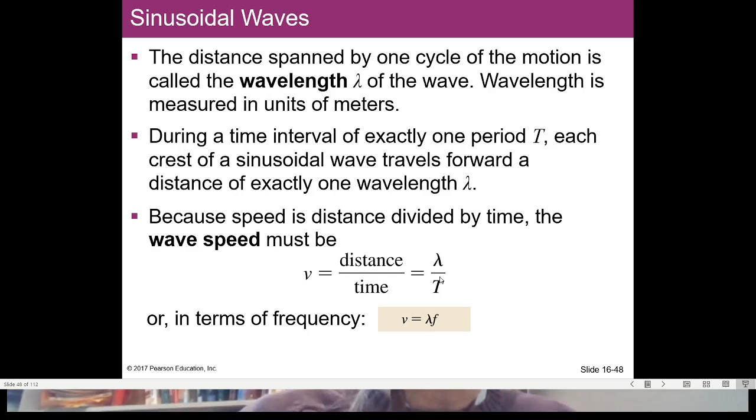And notice that it has the right units, because speed has to be in meters per second, and lambda is in meters, and period is in seconds. You can also put this in terms of frequency, since 1 over the period is the frequency. So speed is also equal to lambda times the frequency. Again, notice that the units are correct here, and either this equation or this equation is on your formula sheet.